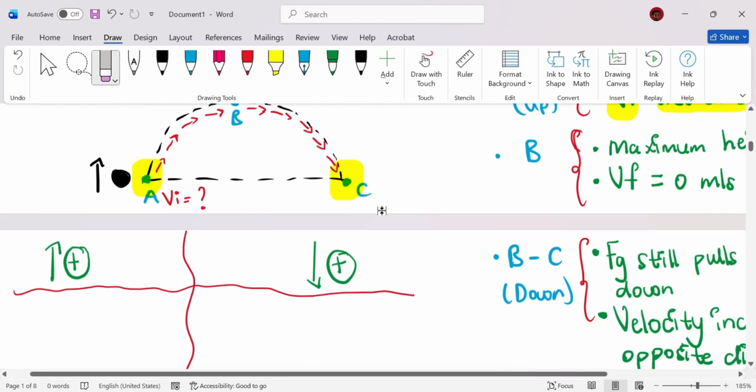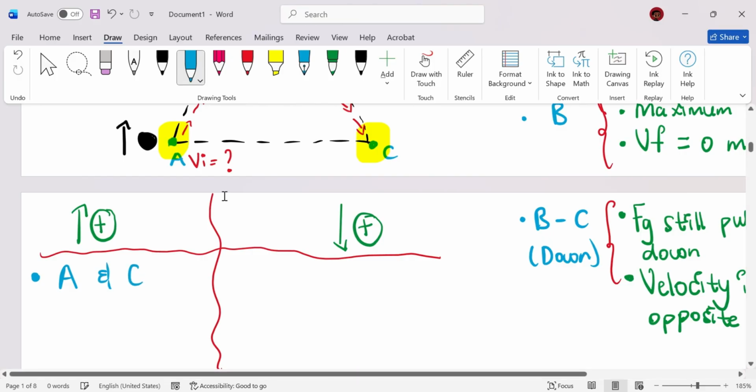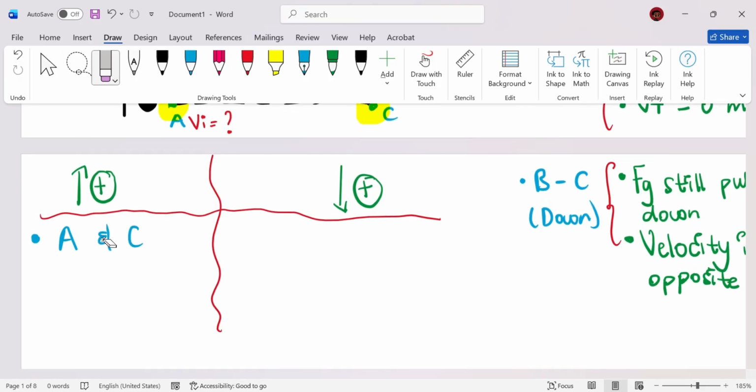Well, for starters, when they're at the same height, we know that regardless of whether or not I choose upwards as positive, check something. I'm looking at point A and point C. At those points, when the ball moves from A to C, what can you say? Well, you can start by saying that delta Y is 0, right? Because it's what?